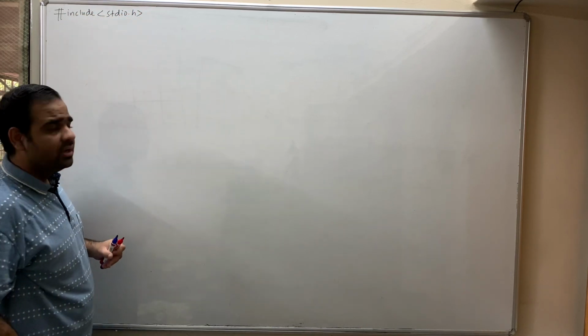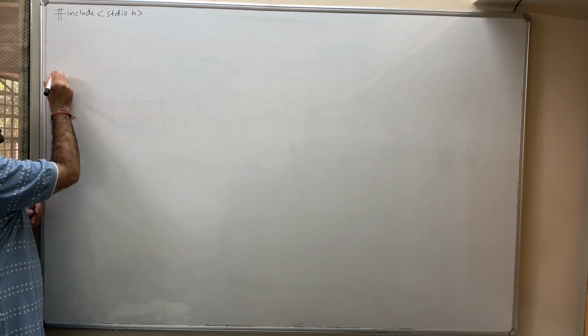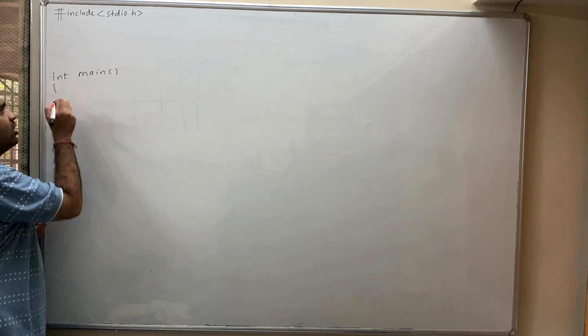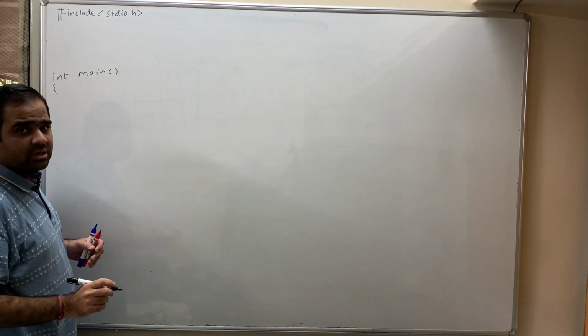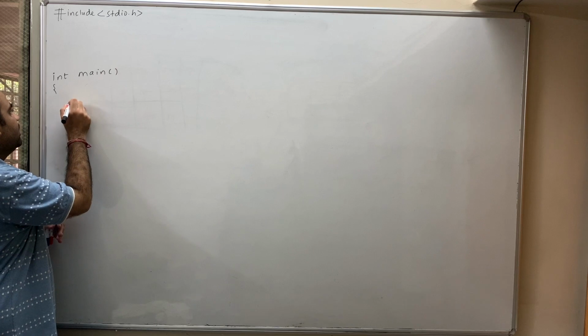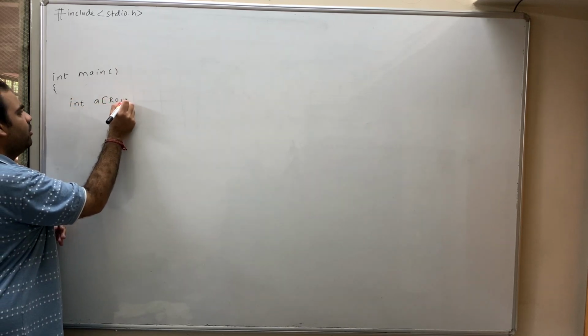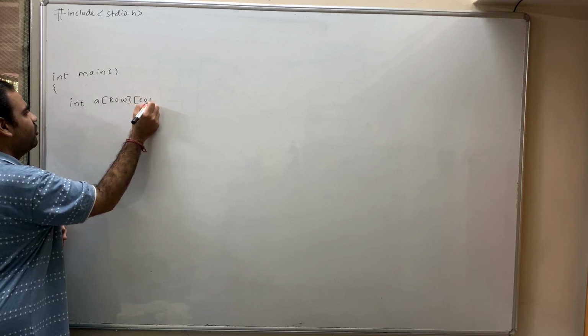Now next we need some functions that we will see. I directly start with the main. The input for this program is a two-dimensional matrix, a two-dimensional array. We say int a of, we write here number of rows and number of columns.